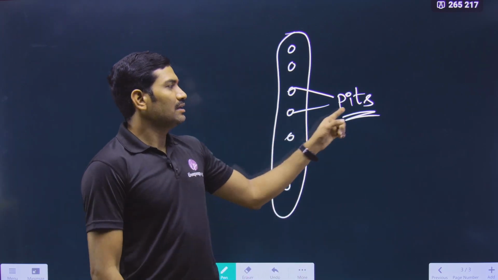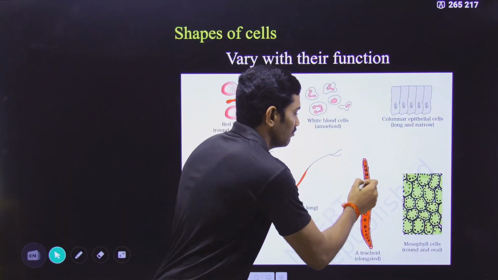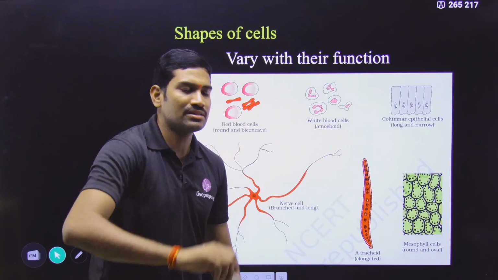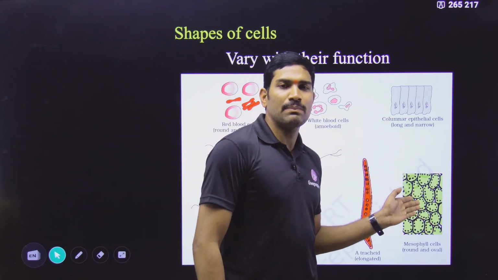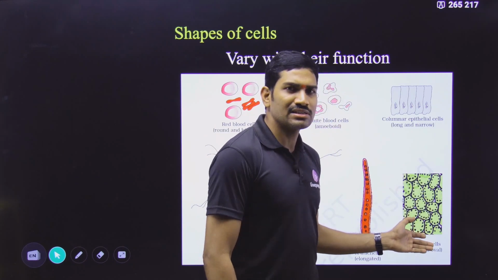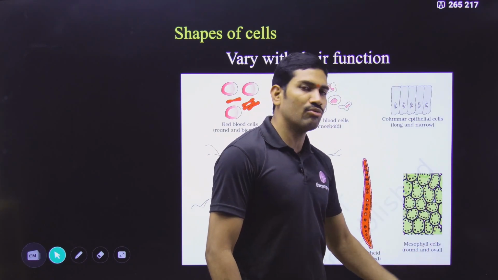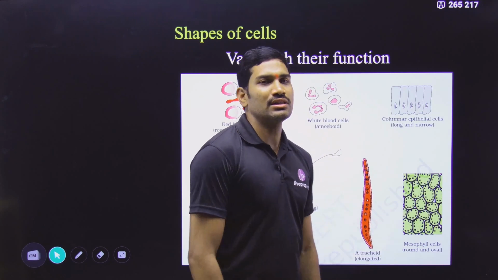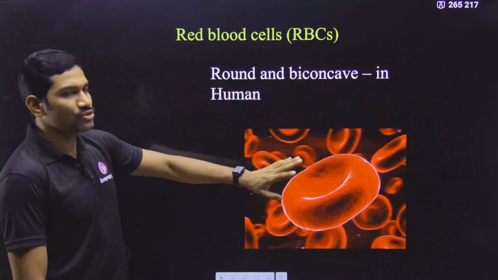Simply understand that these are called pits. So in this diagram, you just mark them and label them as pits. These are the pits. And the next one, if you are talking about the plant, mesophyll cells are present in the leaf and stem somewhere. They are involved in photosynthesis, right. Generally they have a round and oval shape. So these are the different cells and their shapes that they have mentioned in NCERT, and you also need to remember these.